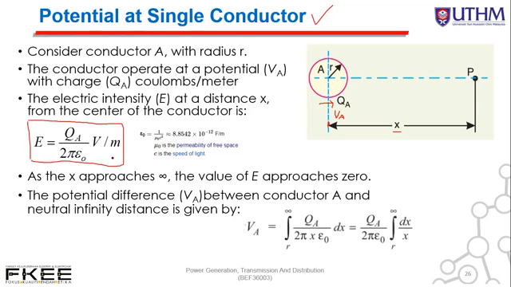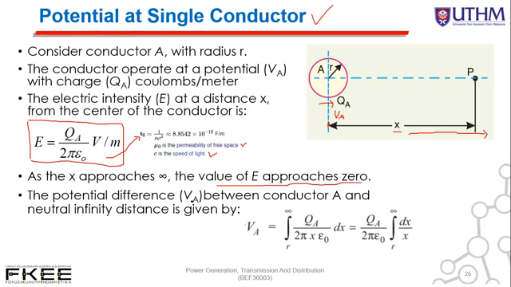Epsilon naught is the permittivity of free space or permeability of air, where epsilon naught equals 1 over mu naught C squared. Mu naught is the permeability of free space, C is the speed of light. As x approaches infinity, when x is increased to an infinite value, the value of E approaches 0.